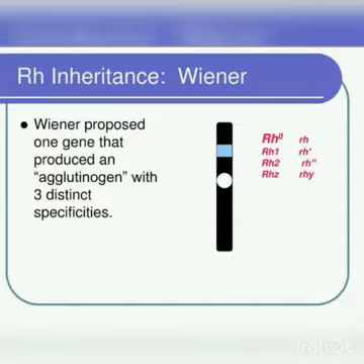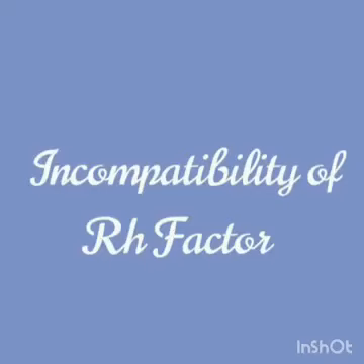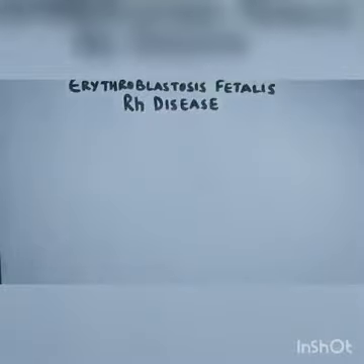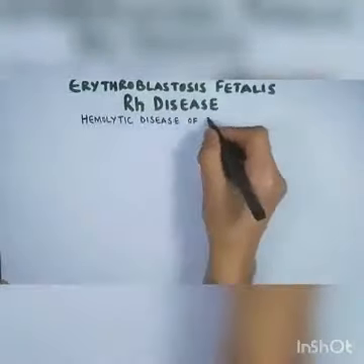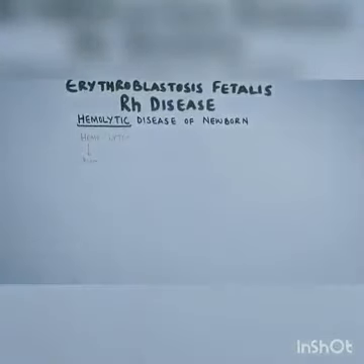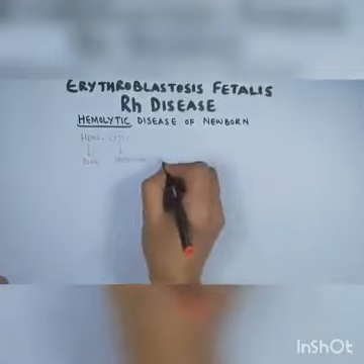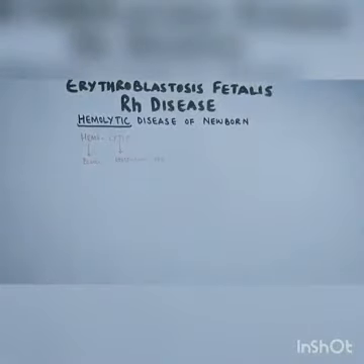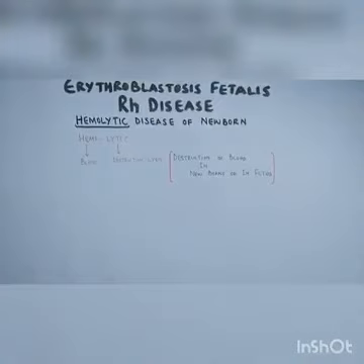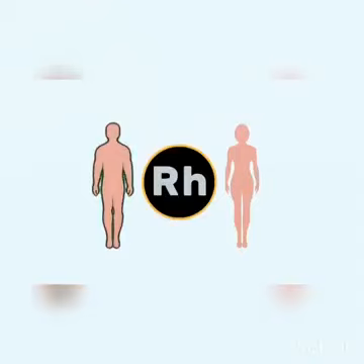Next we move on to incompatibility of Rh factor, that is erythroblastosis fetalis. Erythroblastosis fetalis is also known as Rh disease, or you can say the hemolytic disease of newborn. If you break up the term hemolytic, we get heme, that is blood, and lytic means destruction or lysis of RBC. So, this erythroblastosis fetalis is the disease which involves destruction of blood cells in fetus. Now let us see in detail how this disease occurs.